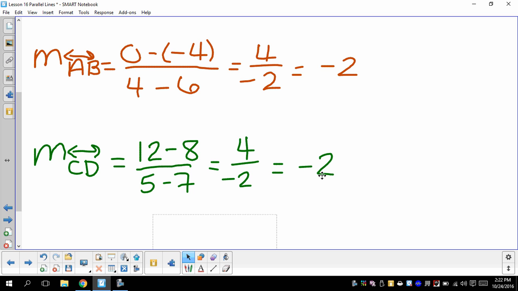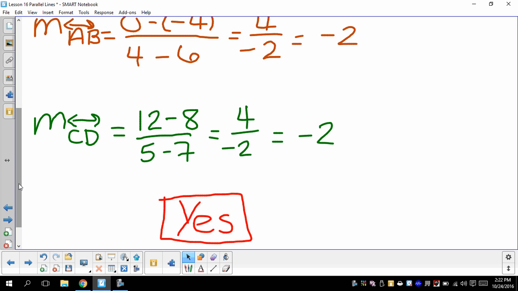That means if we were to graph these two lines, they would be parallel to each other because they have the same slope. So if we kept graphing them and extended the lines on and on and on forever in both directions, they would never intersect each other. They would always be parallel.